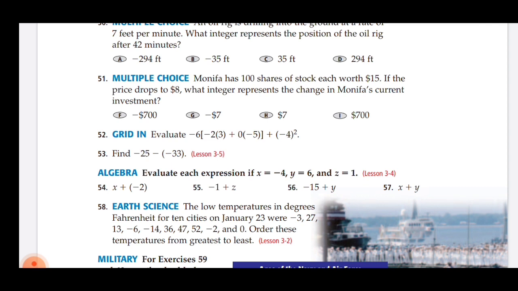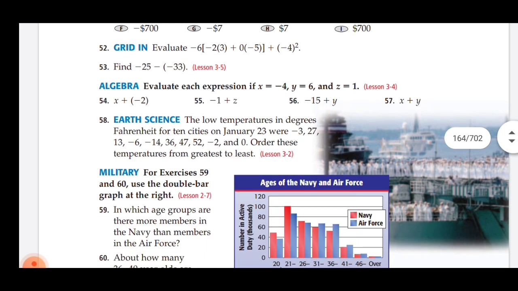52. Grid in. Evaluate -6 multiply -2 multiply 3 plus 0 multiply -5 plus -4 squared. 53. Find -25 minus -33.